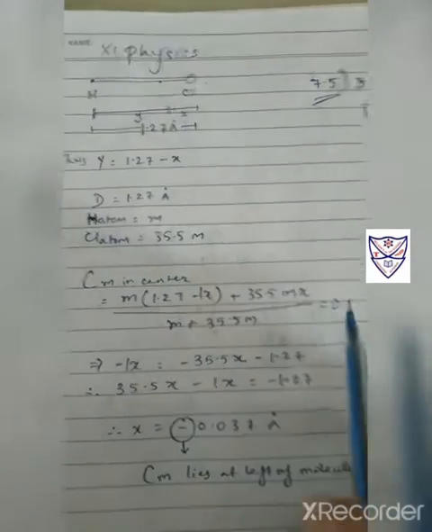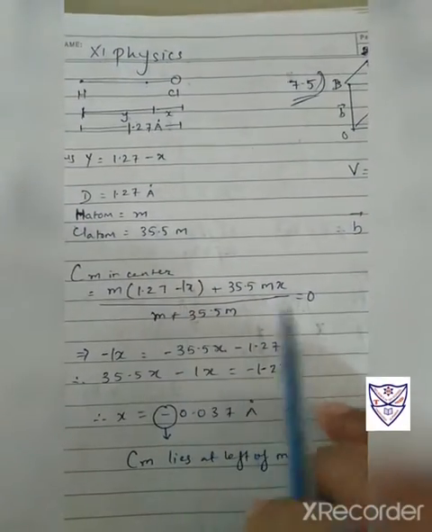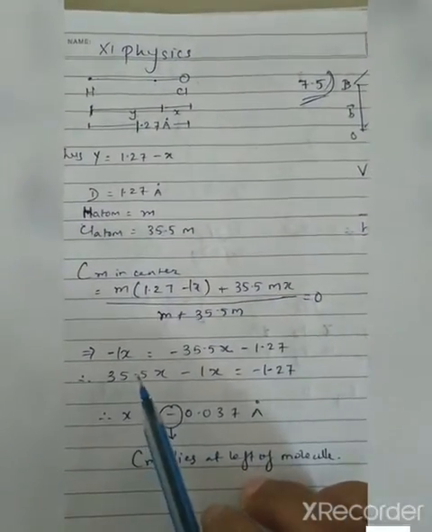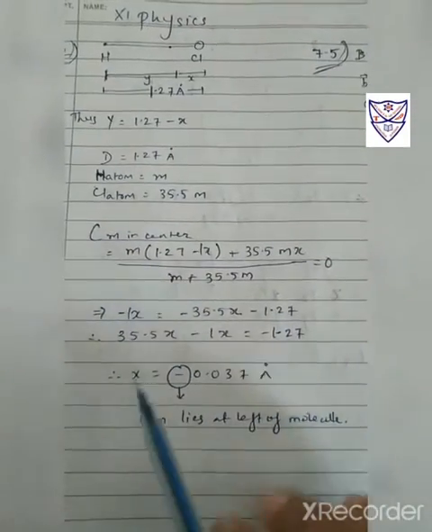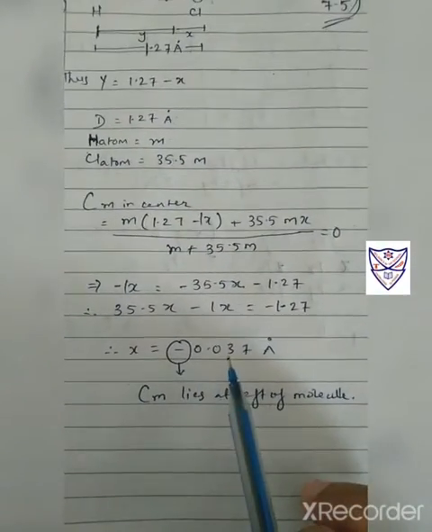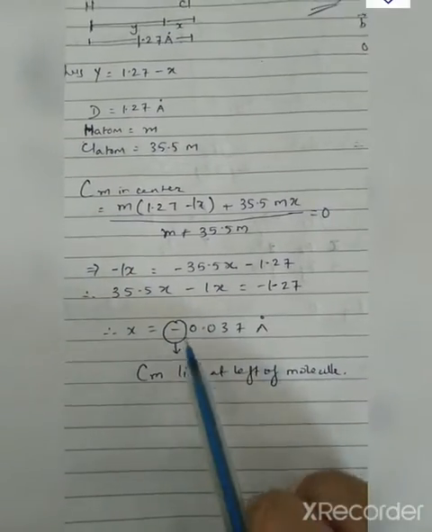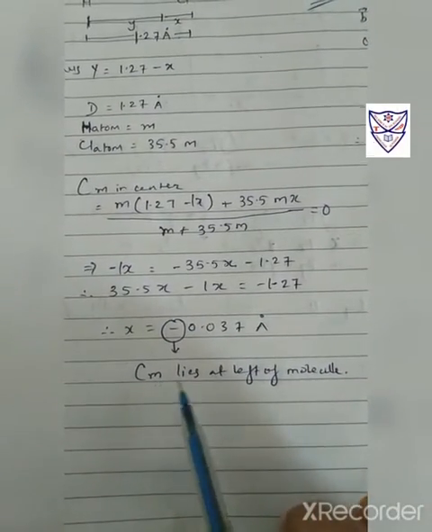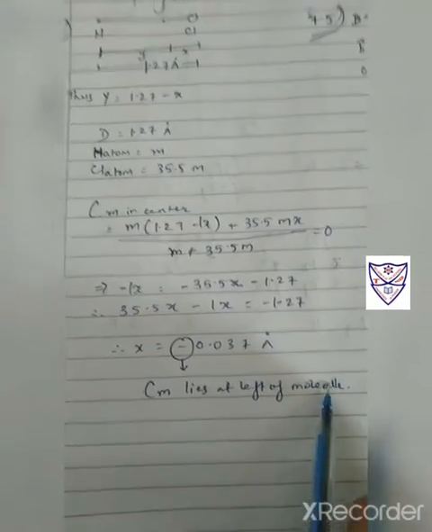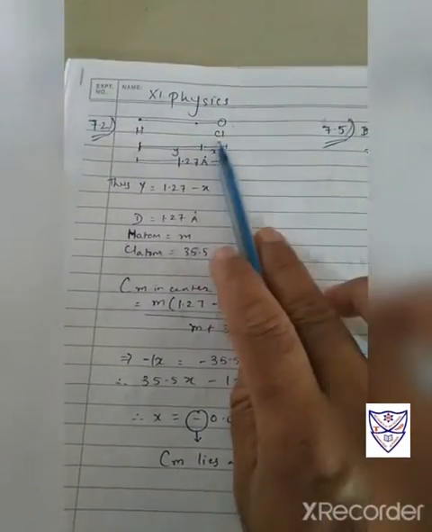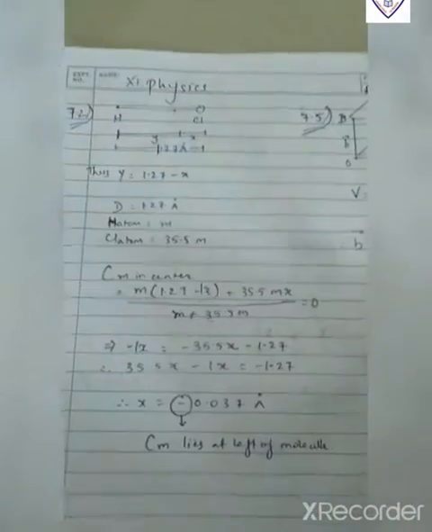But now just take this term here and solve it. By a simple solution you will get that your X value is equal to minus 0.037 angstrom. Minus sign indicates that the center of mass lies at the left of the molecule.